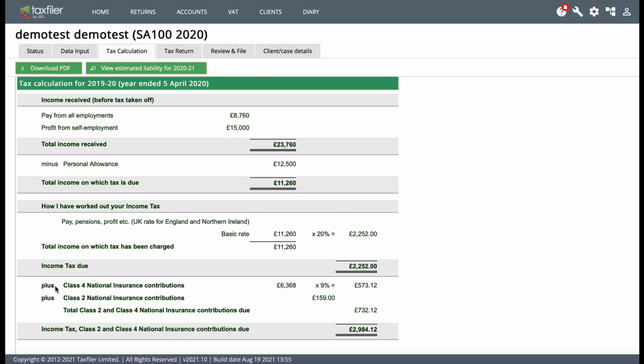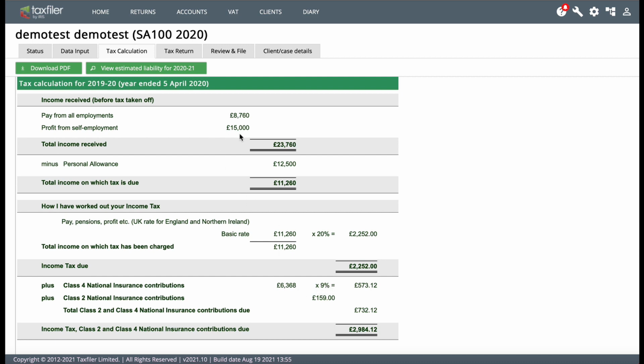Now, jumping back up to Class 4 National Insurance. Again, this is a tax that you pay for being self-employed, but you do get a kind of personal allowance. It's called the lower profits limit. What that basically means is you don't pay any Class 4 until you reach a certain amount of self-employed income. Now, in the 19/20 year, that amount was £8,632. So anything above £8,632, you would pay Class 4 National Insurance of 9%.